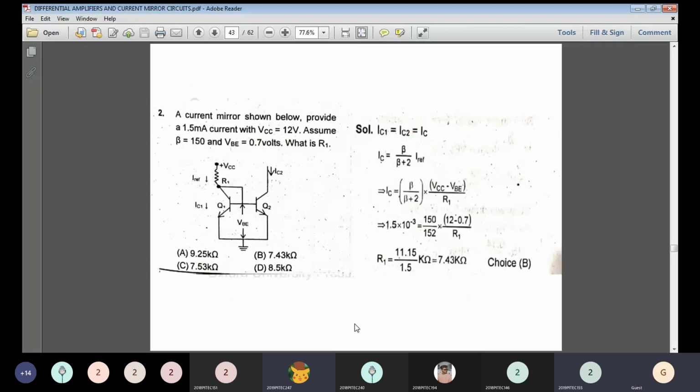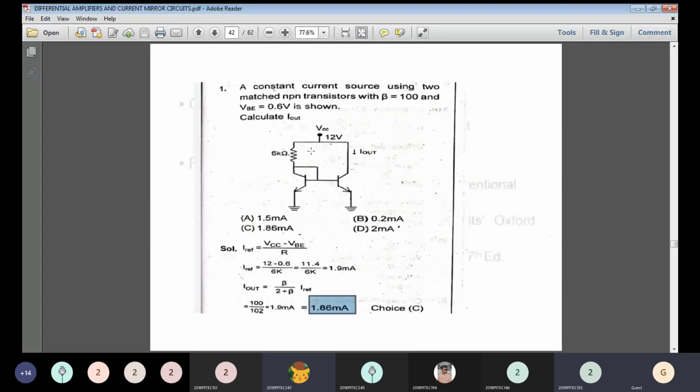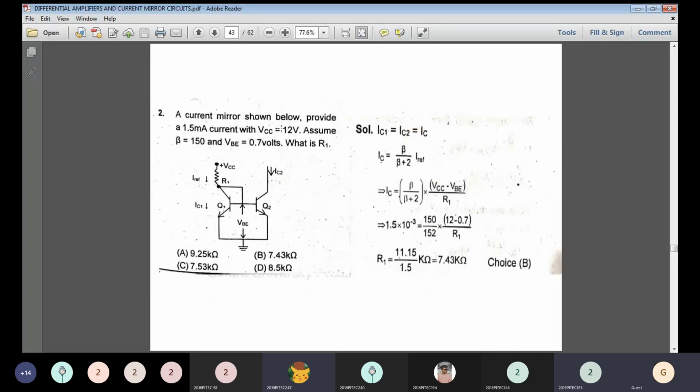The next question, again the same current mirror circuit, but another type of question; the given data are somewhat different here. The current mirror shown below provides 1.5 milliamps current with supply voltage VCC of 12 volts. Assume beta is equal to 150 and VBE is equal to 0.7 volts. In the previous problem, they asked you to calculate the output current I out, but in this problem you are supposed to calculate the resistance value R1.